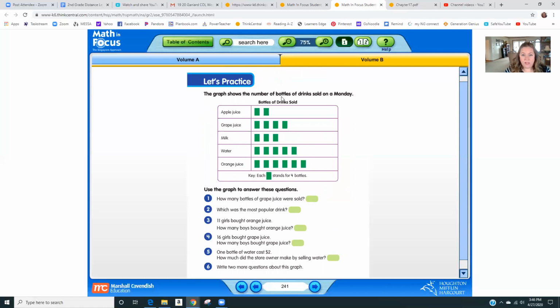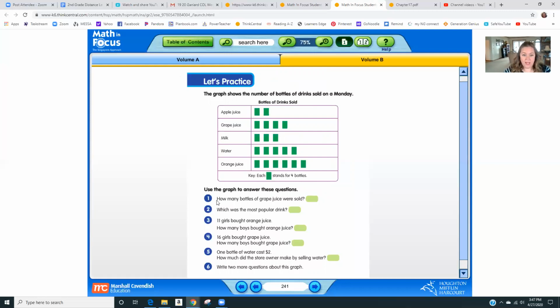This graph shows the number of bottles of drinks sold on a Monday. So just one day of the week. We have a nice title here, bottles of drinks sold. To be more specific, on Monday only. So these are the types of drinks we have. They're labeled for us: apple juice, grape juice, milk, water, orange juice. And our key says that each of these green rectangles stands for 4 bottles. So the symbol is a 1 to 4 scale, a ratio of 1 to 4. For every green symbol, we have 4 bottles.